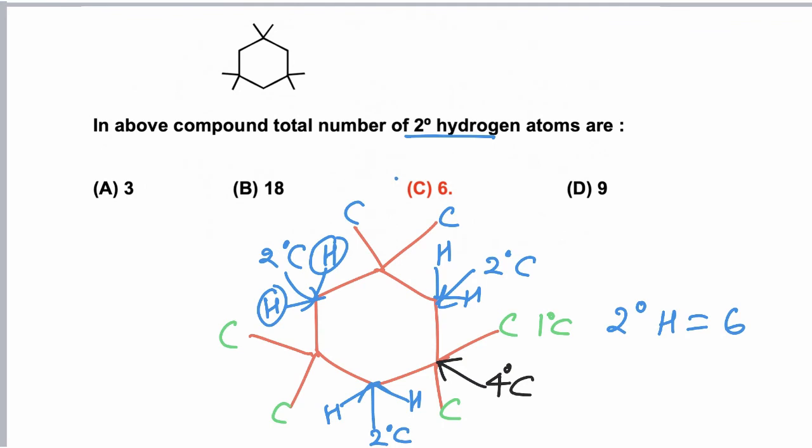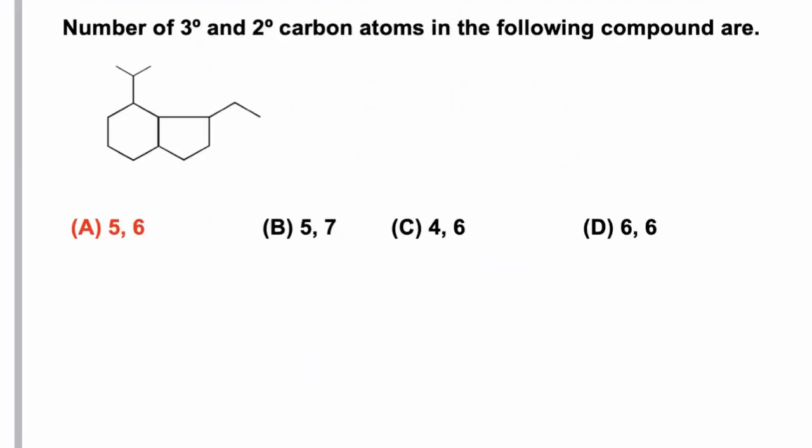So correct answer is C. In this question we have to find number of 3 degree and 2 degree carbon atoms. So 3 degree carbon atom is the carbon which is directly connected with 3 other carbon atoms, while 2 degree carbon is the carbon which is directly connected with 2 other carbon atoms.